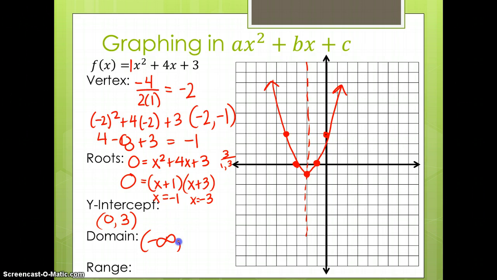Domain, you'll notice on all of these, our domain is going to always be the same. The range is what's going to change. So it's lowest it goes to the highest it goes. Negative 1 to infinity. So one of these problems, one of these two, I'll take a piece out of for the video quiz tomorrow.